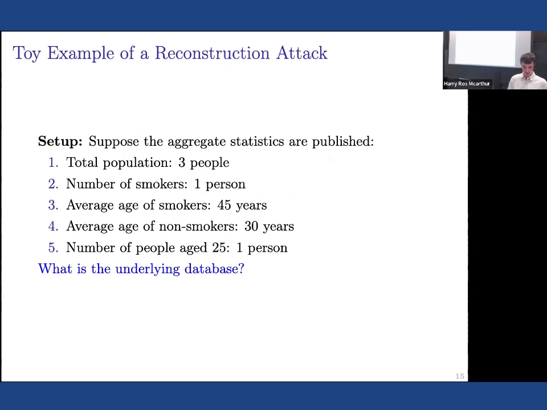So here's a very simple example of what a reconstruction attack is. Say you publish the outputs, you say that there's going to be 3 people in the population, there's 1 smoker, the average age of the smokers is 45 years old, the average age of the non-smokers is 30, and the number of people aged 25 is 1. What's the underlying database? Is there a unique database which relates to this set of aggregate statistics? In this case, there is, but in general, that question is hard to answer.